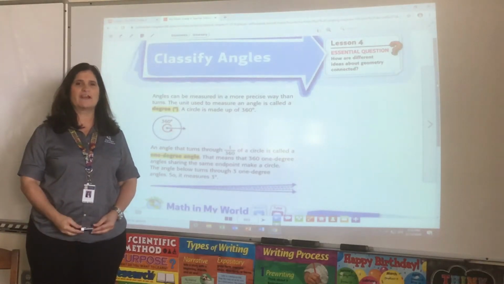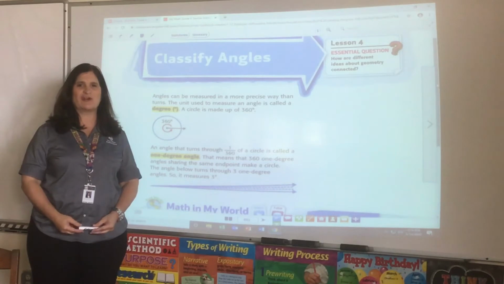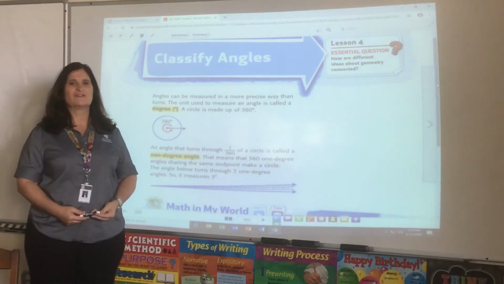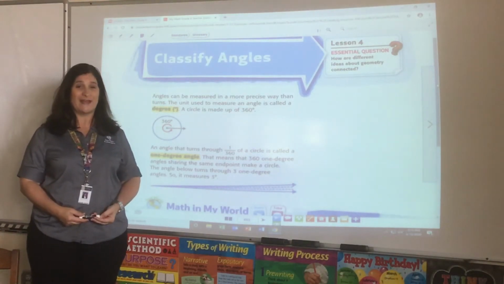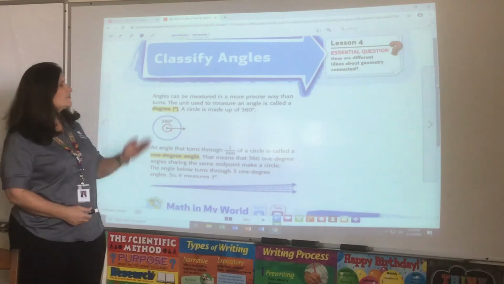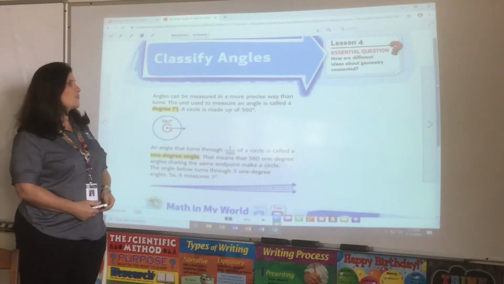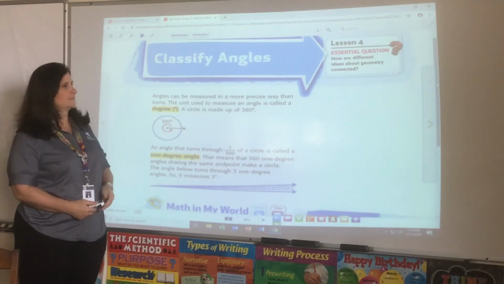Today we will be working on chapter 14, which is geometry. And today's lesson specifically is how to classify angles. So let's see how we do that, okay? So first of all, it says angles can be measured in a more precise way than turns.